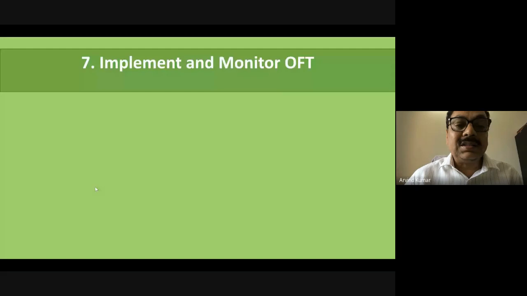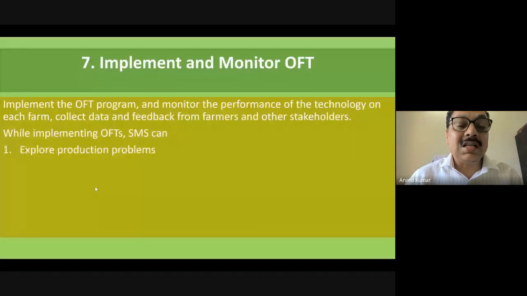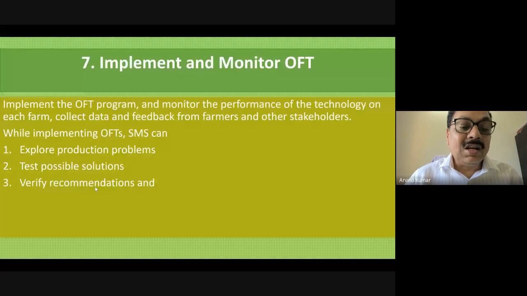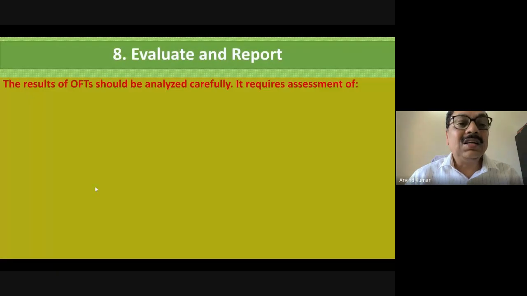So for that, SMS can explore production problems. What are the problems related to this? During the monitoring, test possible solutions, then verify recommendations and demonstrate them with farmers. So all these are required. Then finally, evaluate the technology which you have tested and report to the concerned quarter.